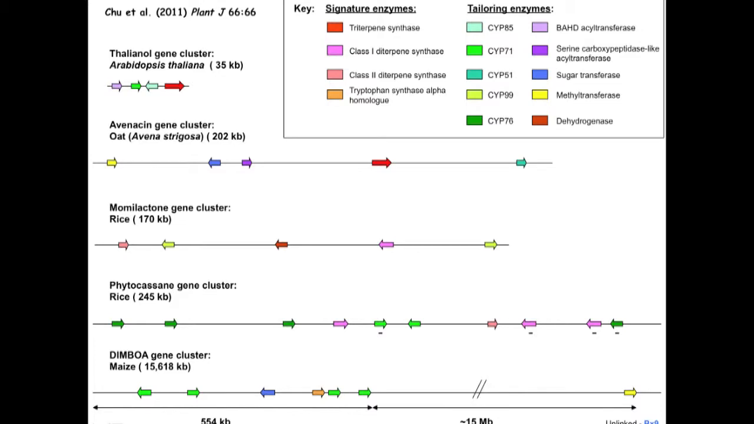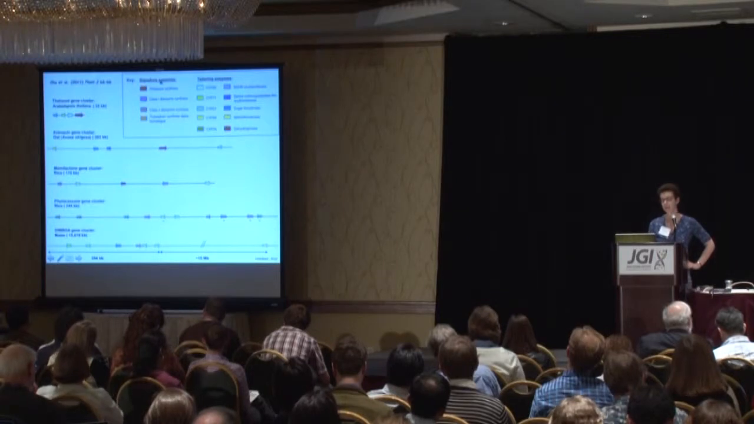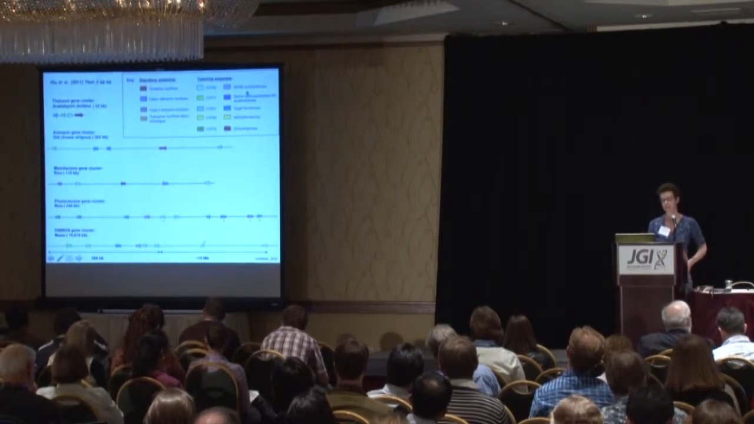So I've mentioned the oat cluster. I've mentioned a couple of Arabidopsis clusters that we've worked on. Ruben Peters' group and Professor Yamane's group in Japan have characterized a couple of clusters for diterpene synthesis in rice. I've also mentioned the maize cluster. And here we've got the coding. So these are the signature enzyme genes and the tailoring enzyme genes.